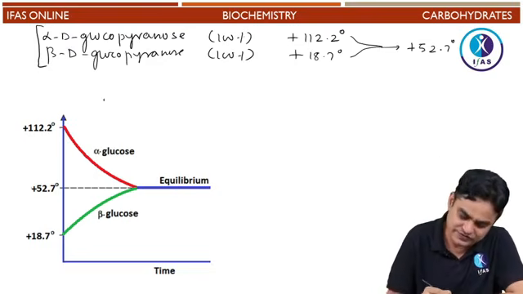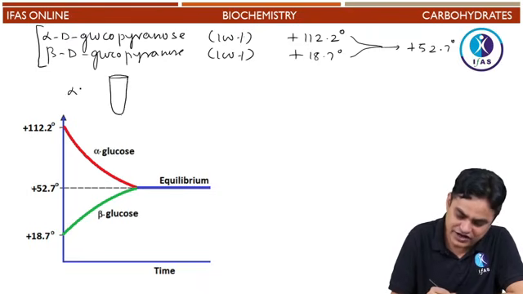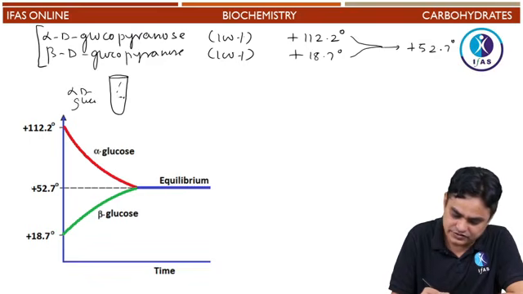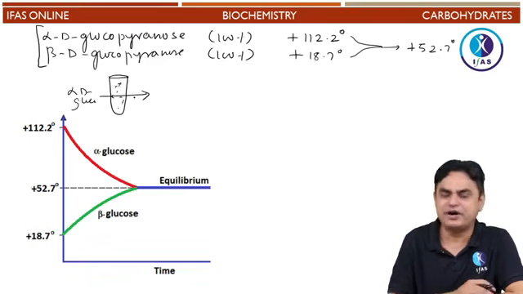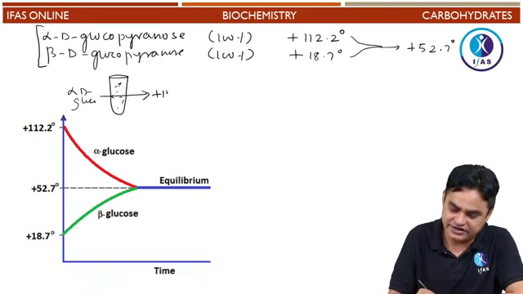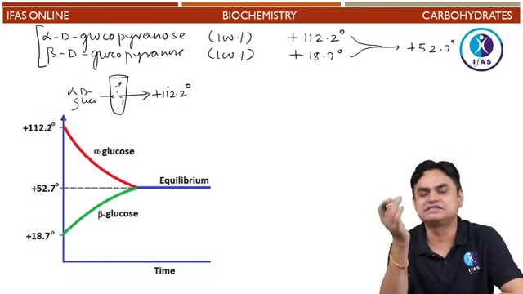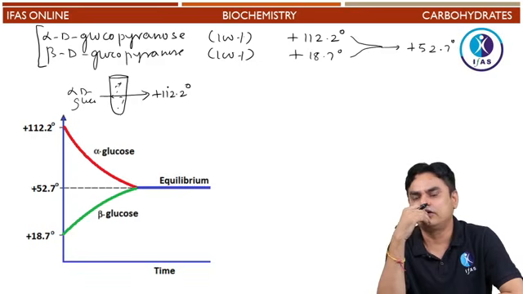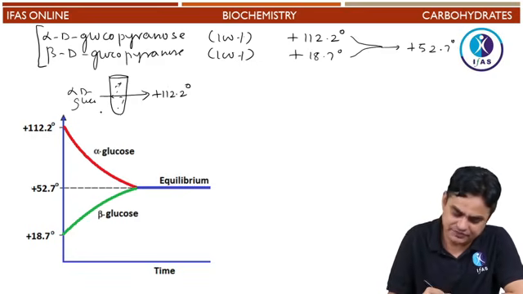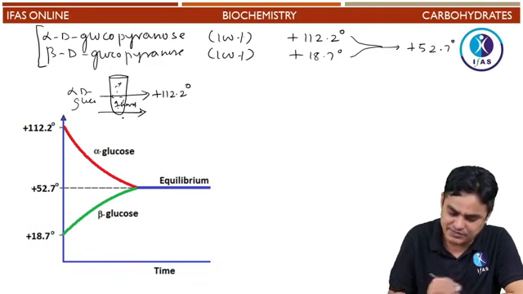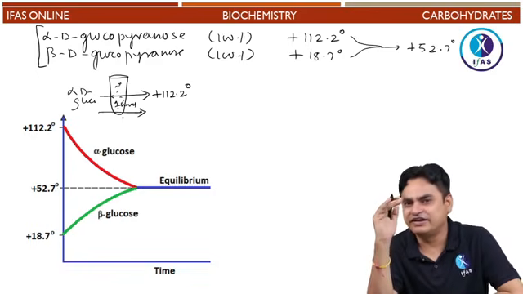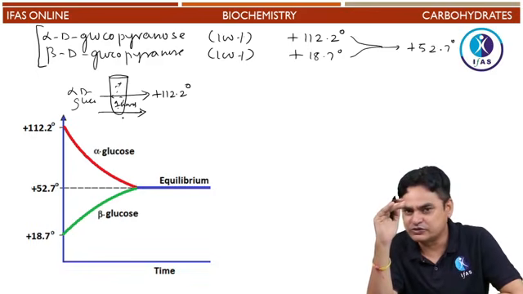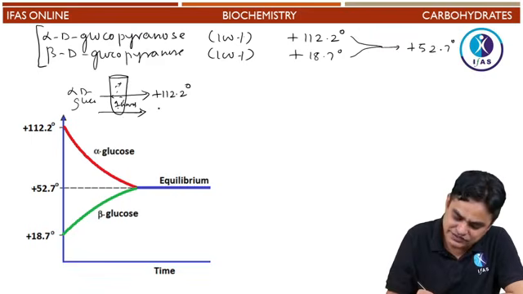So that's what you observe: if in a test tube you take 100% alpha D glucose, and immediately you pass plane polarized light, the optical rotation is 112.2 degree, which suggests that it is pure alpha D glucose. But after some time, let's say after 1 hour, if you again pass light, you find that now the positive dextrorotation value has declined and it becomes stable at plus 52.7 degree.